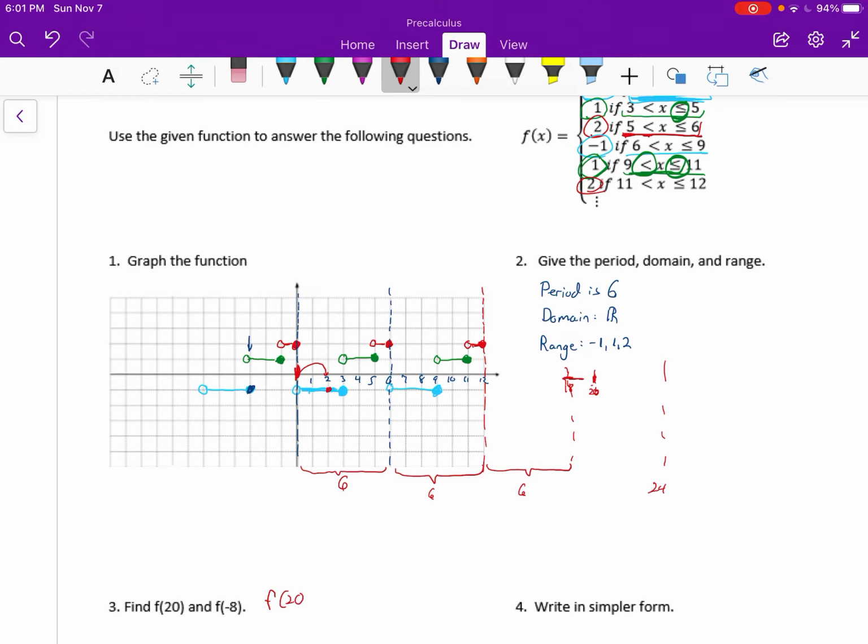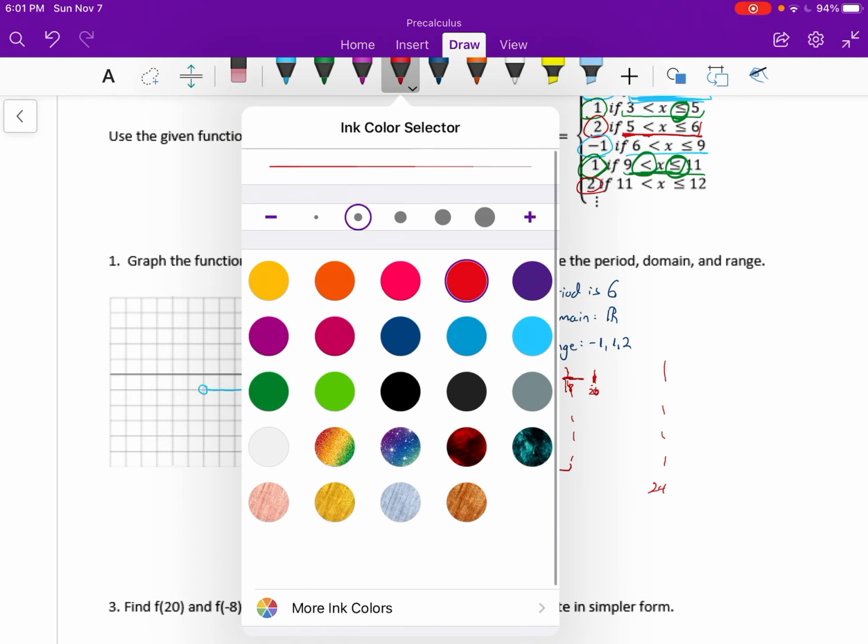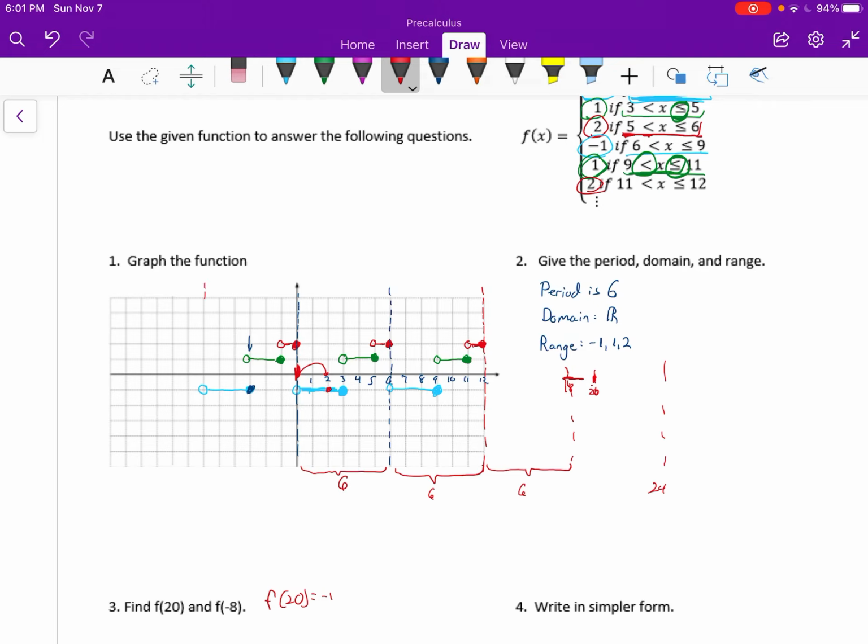So f of 20 equals -1. We can continue this idea backwards. Here's another 6. So that brings us to -6. So -7 and -8. There's -8. We can pick really any of these starting things here, and we want to be to the left 2.